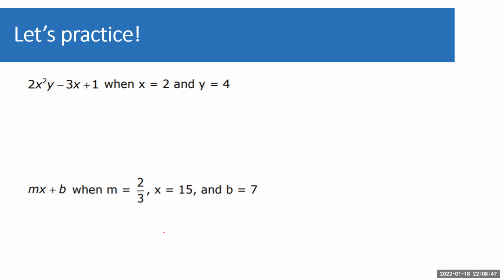So the first one that we want to do is 2x squared y minus 3x plus 1 when x equals 2 and y equals 4. So let's write all of this out first. 2, x is going to be 2 squared, y is going to be 4, minus 3 times 2 plus 1.